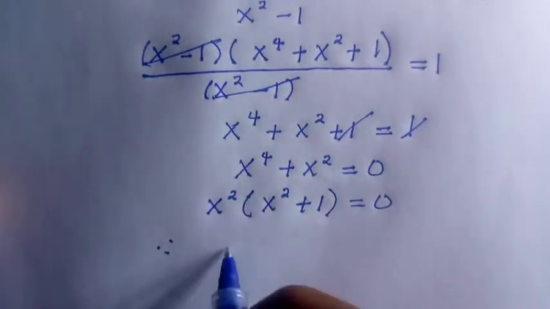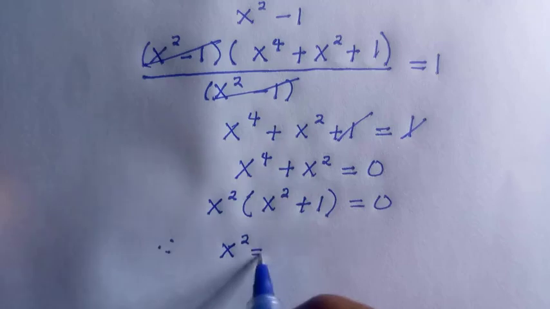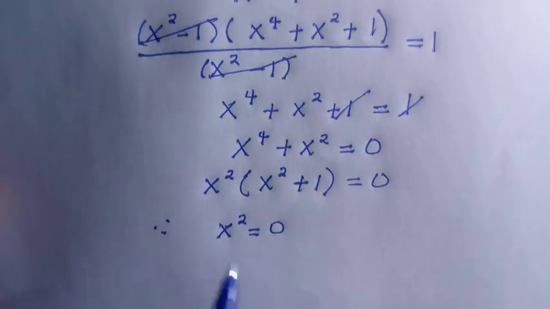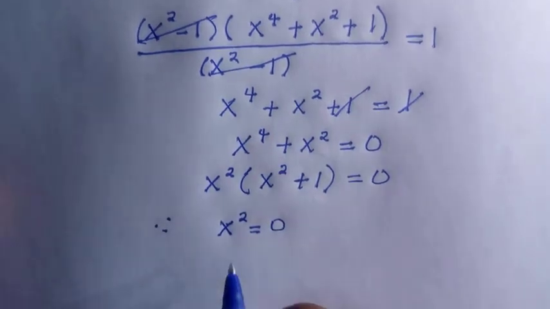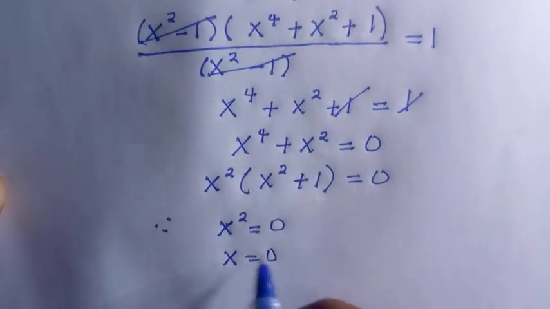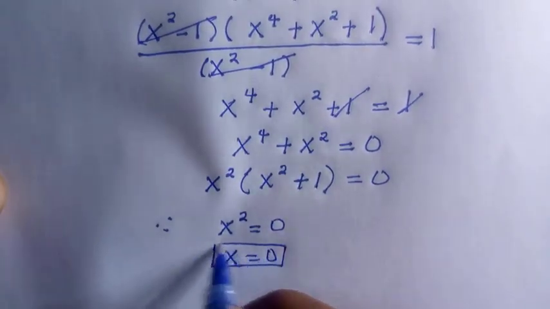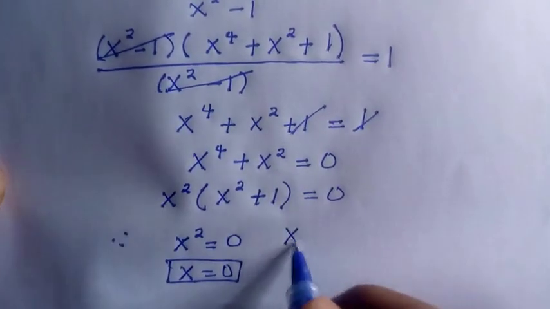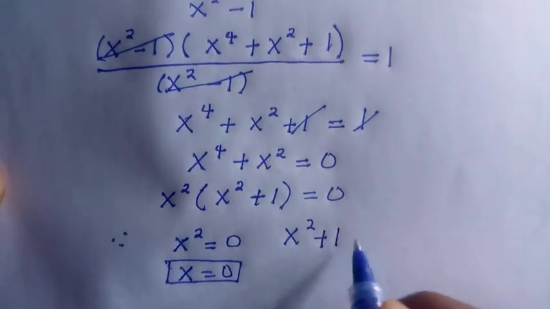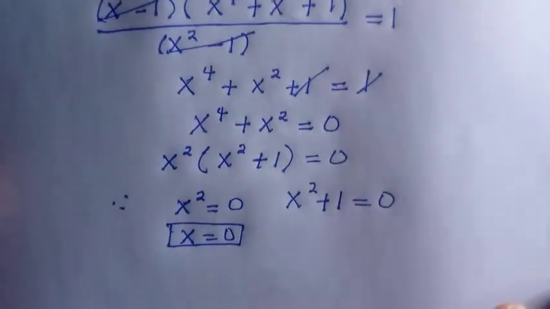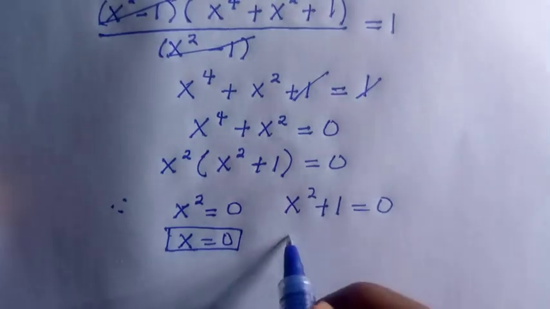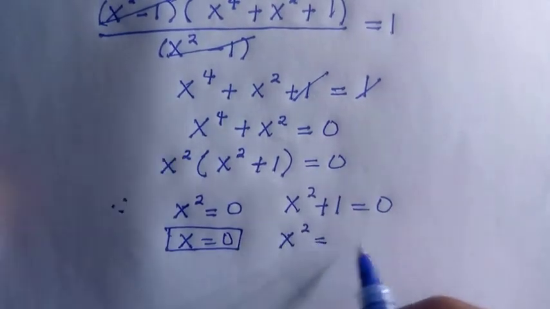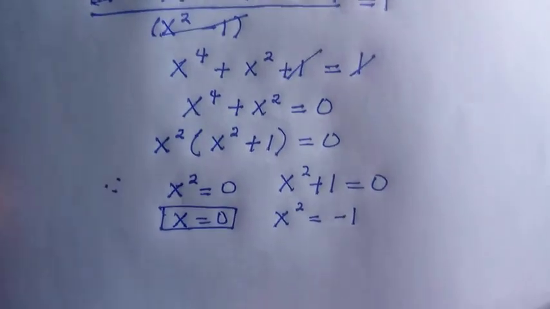Looking at this one, we have two cases here. It's either we let x to the power of 2 equals 0, and by taking the square root of both sides, we have x equals 0. So here is what we have first. And also for this one, x to the power of 2 plus 1 equals 0. By transferring 1 to the other side, we have x to the power of 2 equals minus 1.